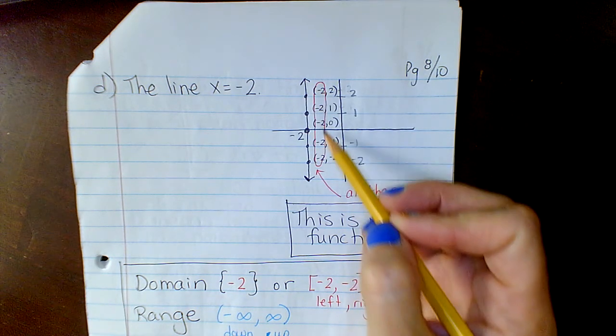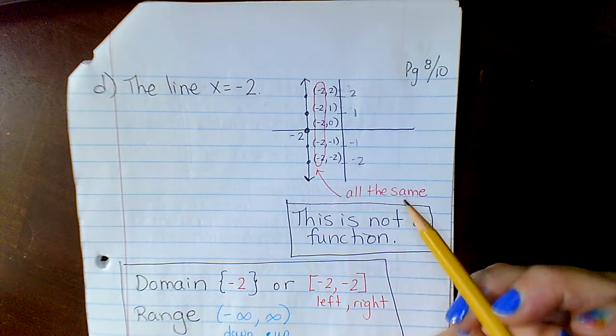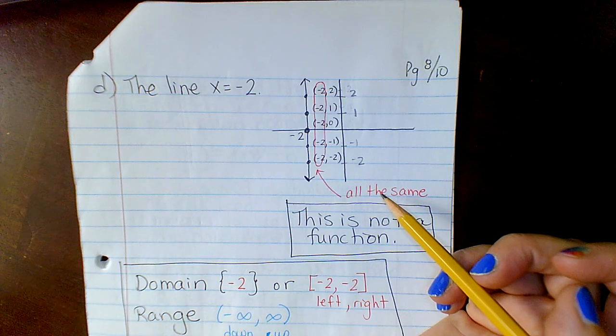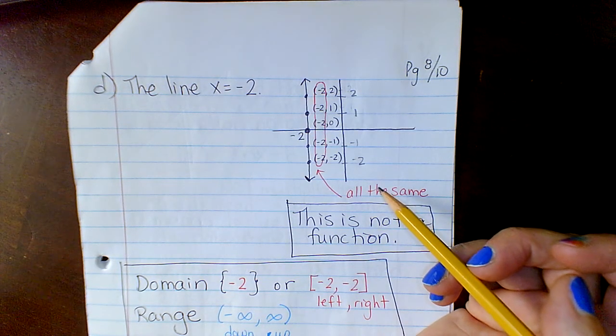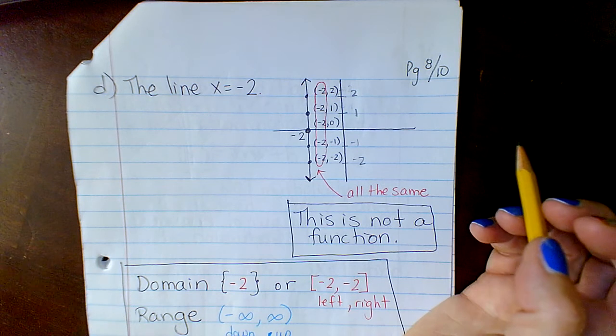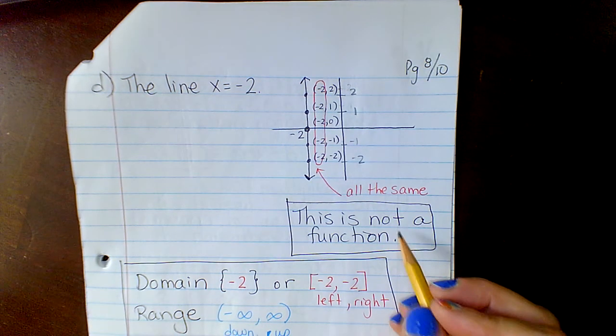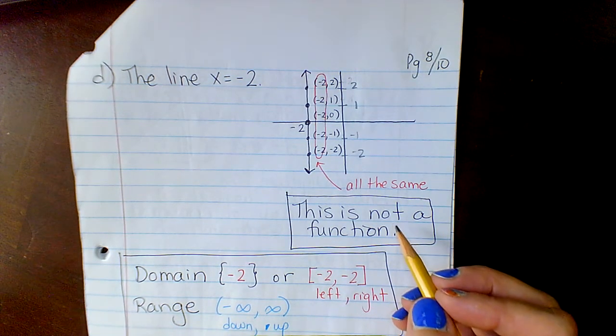But look, notice what you can see about all these points. They all have the same x value. So is there any repetition among the x values of this graph? Oh yeah. So this is totally not a function. I mean, like really, really, really not a function.